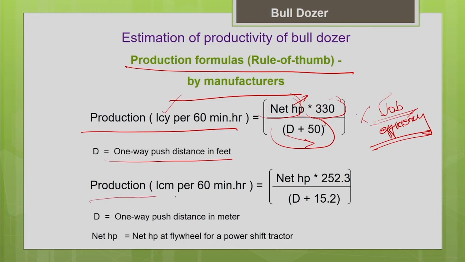So, in loose cubic meter per 60 minutes hour, if you want to estimate the production, you can follow this formula: net horsepower multiplied by 252.3 divided by D plus 15.2. Here the dozing distance is given in meters, one way push distance in meter. The final production value is in loose cubic meter. So, these are just approximate thumb rules to approximately estimate the productivity.